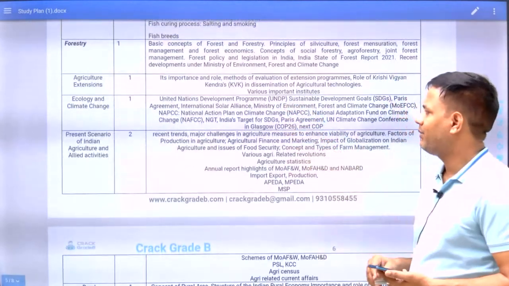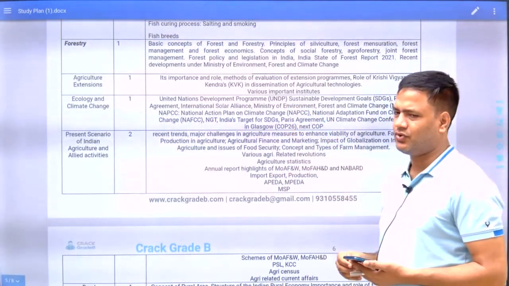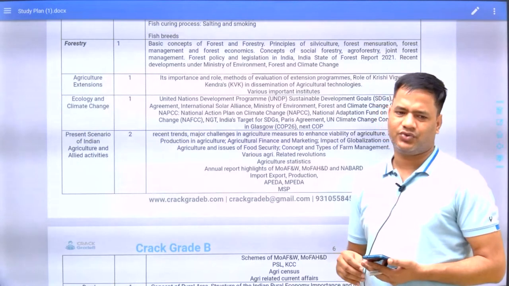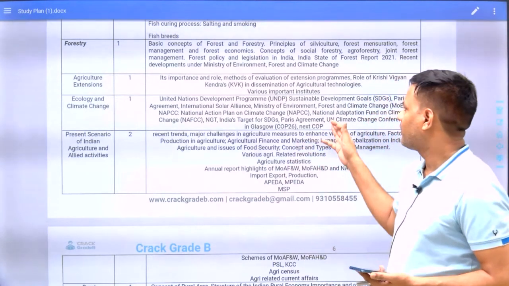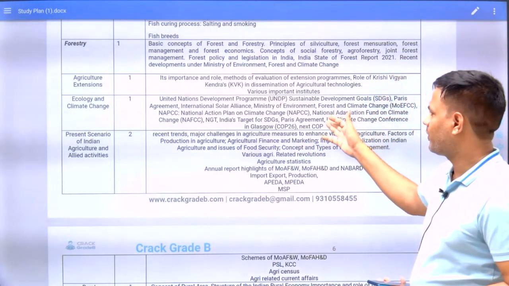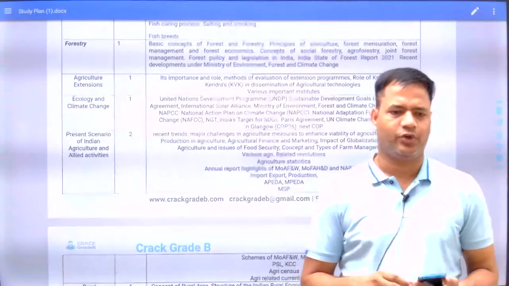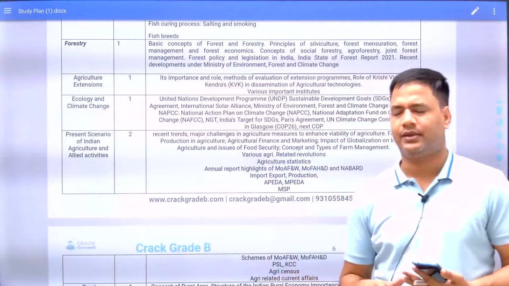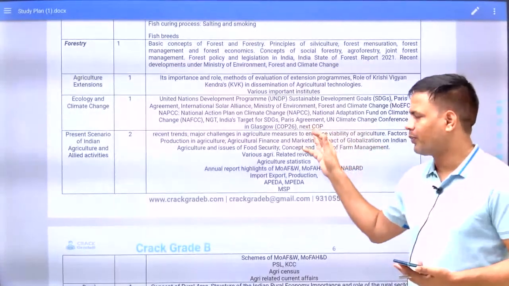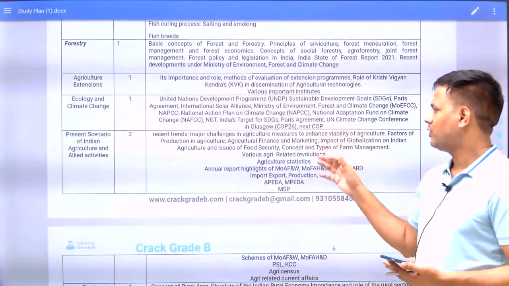Next is ecology and climate change. They have not asked many questions from this chapter, maybe one question you can find. So whatever recent developments under these topics we have mentioned, whatever is there in current affairs related to the environment, you have to focus on that. And these topics, at least you have to focus.